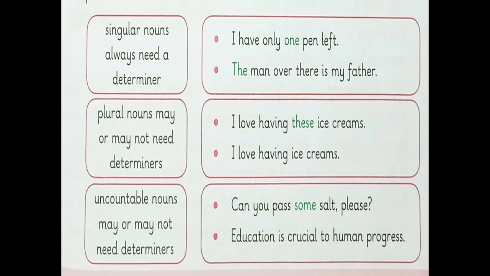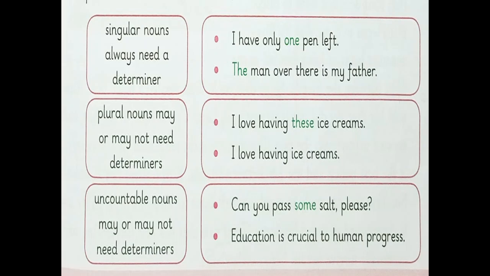Let's see the other example over here. The other example is: education is crucial to human progress. Now the noun over here is progress. Let me tell you that human progress is being used over here. Progress is a noun used over here, but there are no determiners before it.